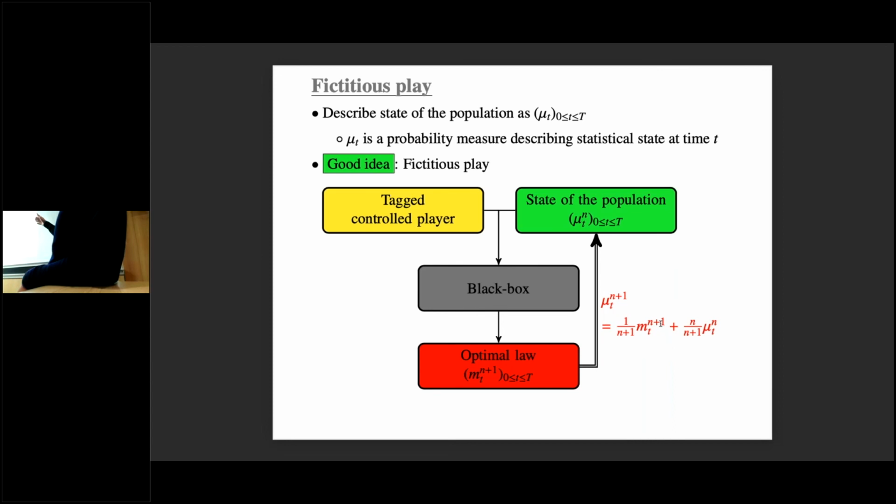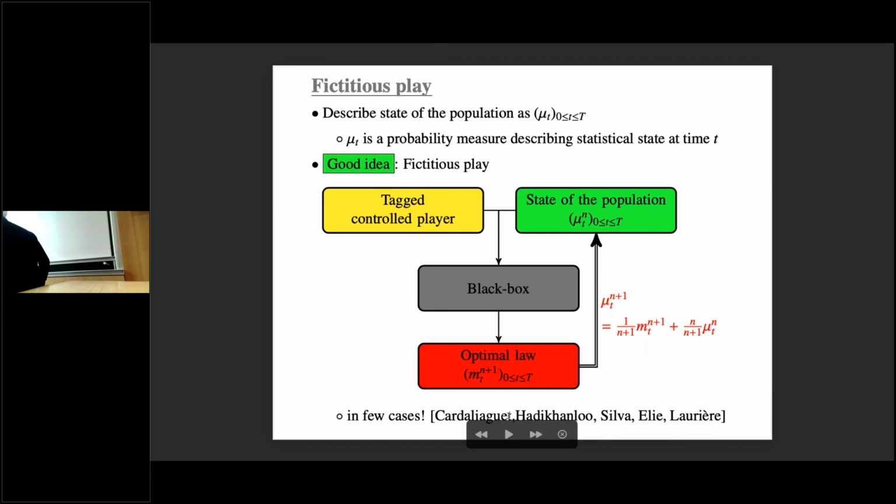So, maybe by the way, Saïd was here, I don't know. The PhD student of Pierre was at the Camp Nou, and so they did two papers, I think, on this question.